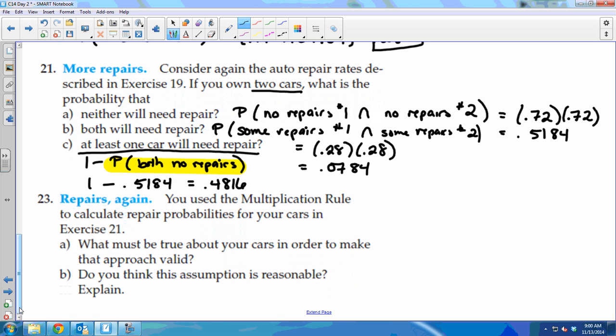And then 23 is not doing anything, we're just thinking again. You'll use the multiplication rule to calculate repair probabilities for your cars in exercise 21. What must be true about your cars in order to make that approach valid? In order to use the multiplication rule, what has to happen? Almost. Yes. So addition rule, they have to be mutually exclusive. Multiplication rule, they have to be independent. So cars must be independent. Do you think this assumption is reasonable and explain?